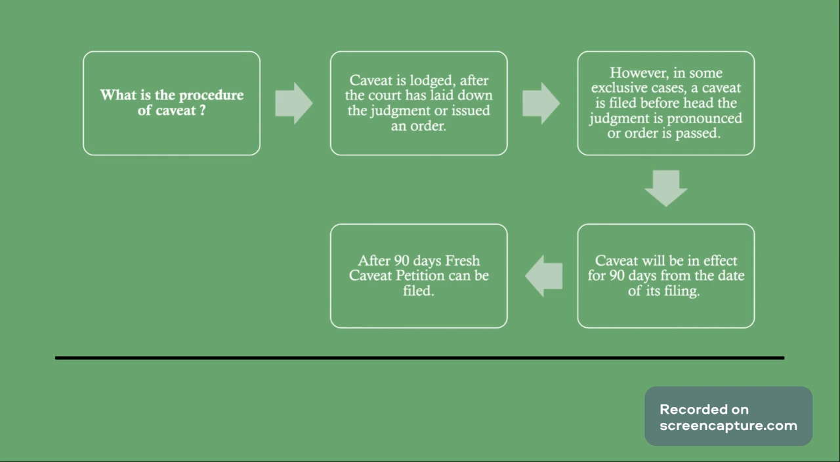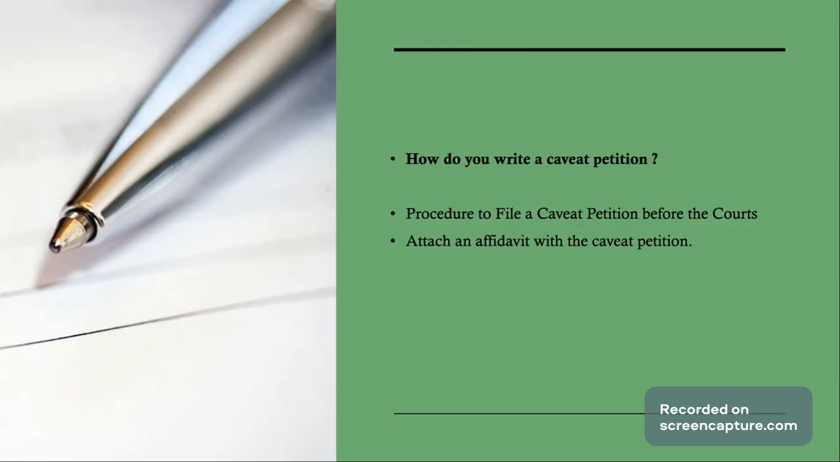After 90 days, a fresh caveat petition can be filed. Usually a caveat will be in effect for 90 days from the date of its filing. Only 90 days. After 90 days it will expire and a new caveat petition should be applied for. So how do you write a caveat petition?